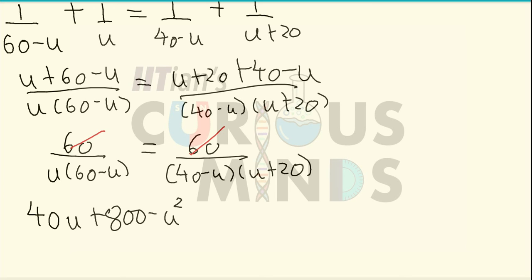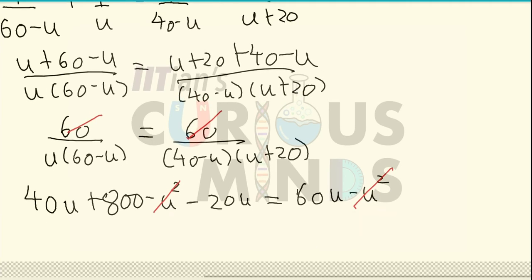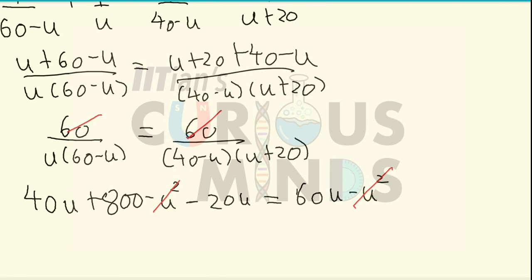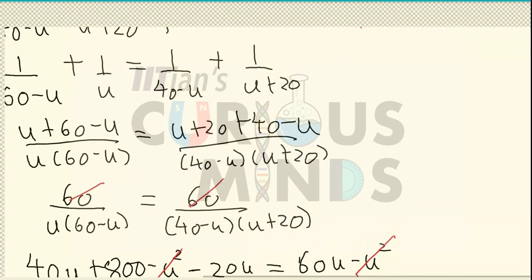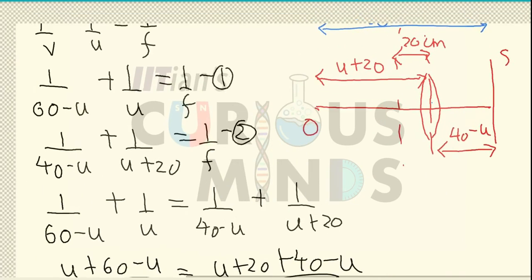Minus u square minus 20u is equal to, on the right hand side, 60u minus u square. So over here minus u square and minus u square will get cancelled out. So 60 minus 20 will be equal to 40u, equal to 800. So u over here will be equal to 20 centimeter, or let us just keep 20, whether it is in centimeter or meter it does not matter.